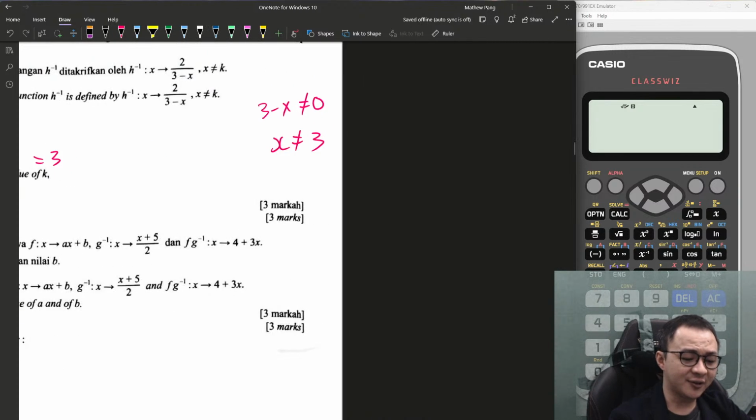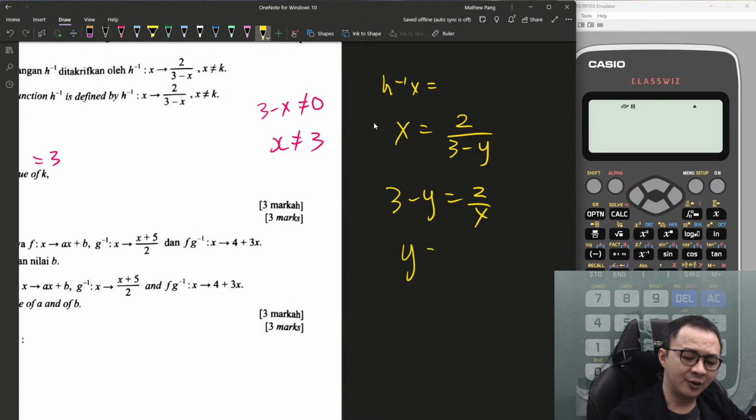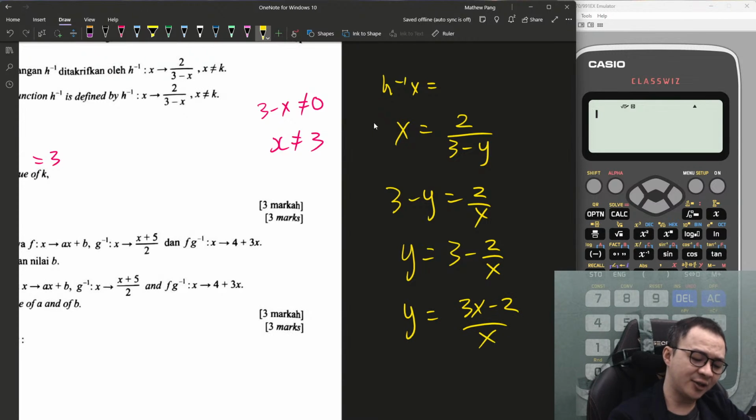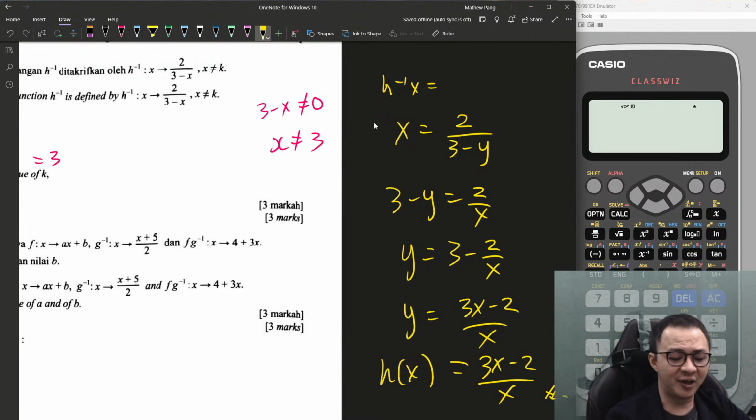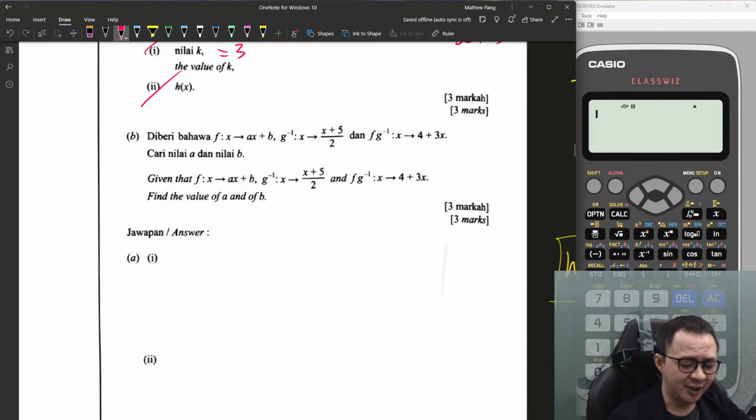So we want to find the inverse function. I will let this one equal y, or x, it doesn't matter. So I can make this one the x here, and the x into the y. Okay, so I make y the subject. So 3 minus y equals 2 over x. So y equals 3 minus 2 over x, so y equals (3x minus 2) over x. So h of x equals (3x minus 2) over x. You can use your own methods to eventually get the h of x equation. Just inverse function, nothing much here. Very simple, 1 and 2 easily.